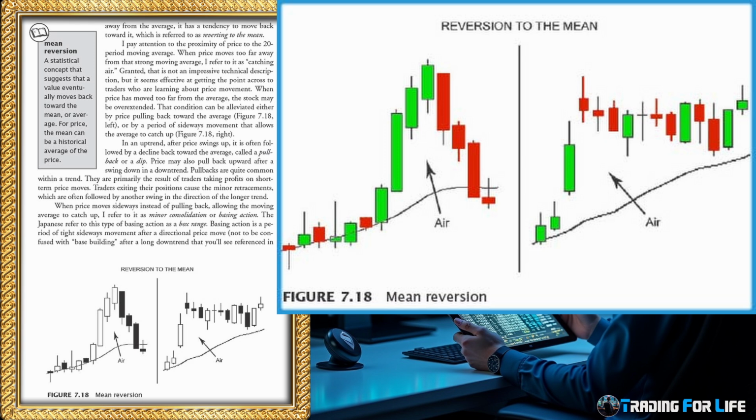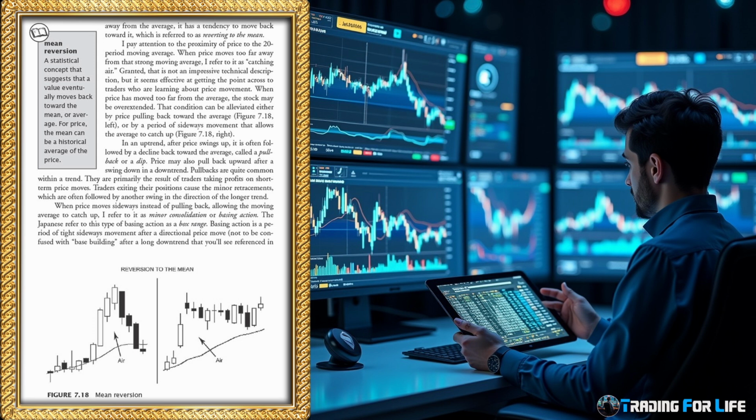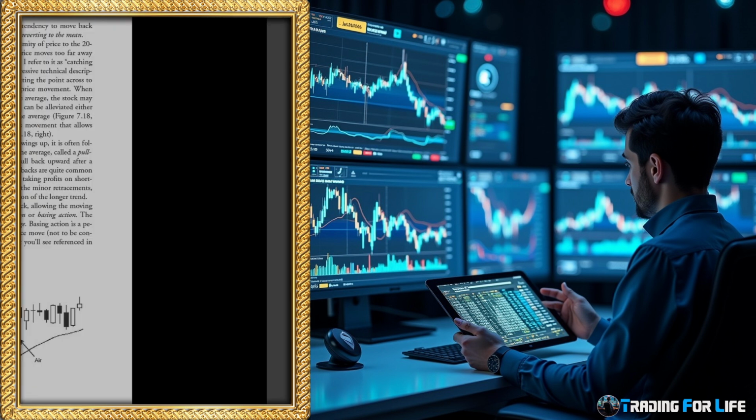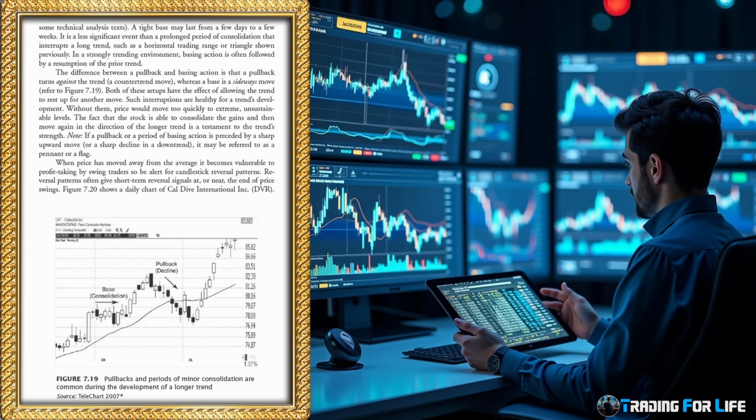When price moves sideways instead of pulling back, allowing the moving average to catch up, I refer to it as minor consolidation or basing action. The Japanese refer to this type of basing action as a box range. Basing action is a period of tight sideways movement after a directional price move, not to be confused with base building after a long downtrend that you'll see referenced in some technical analysis texts. A tight base may last from a few days to a few weeks.